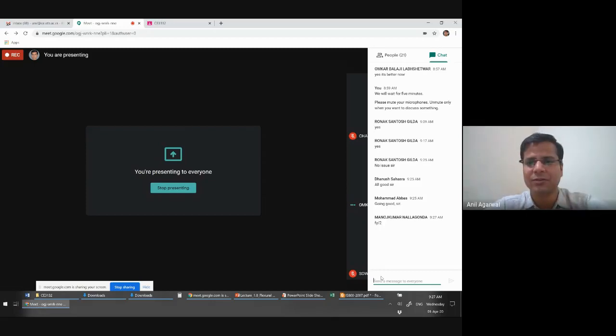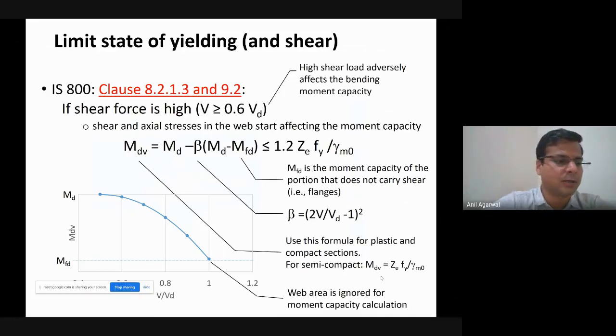Root 3. Root 3. Very good. Yeah, so I think Onkar. It was Onkar, right? Who was it?